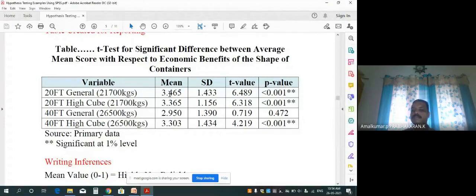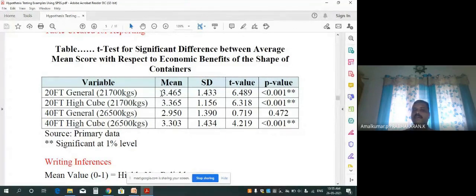In this test, first you have to understand the one sample t-test is a parametric test, and it is used for a comparison purpose. The comparison is done using the mean value. Here, in case of 20 feet general shape of containers, there is only one mean value, 3.465. This is the sample mean value. We collected 400 sample respondents on a 5-point scale, and based on them we got a sample mean of 3.465.